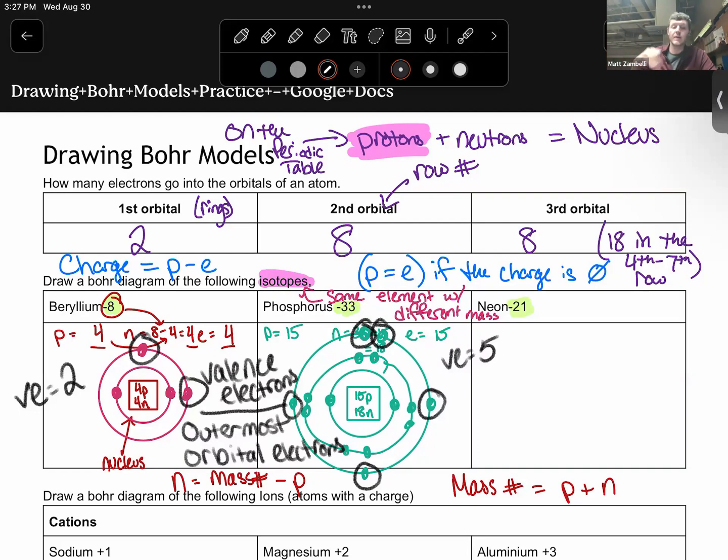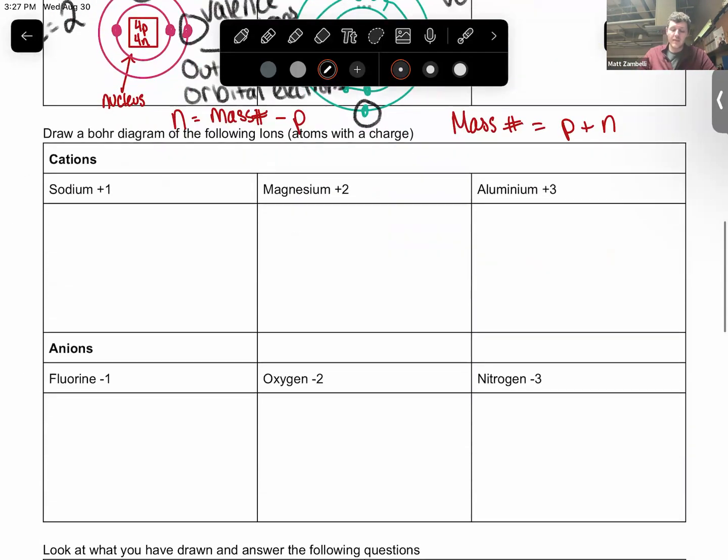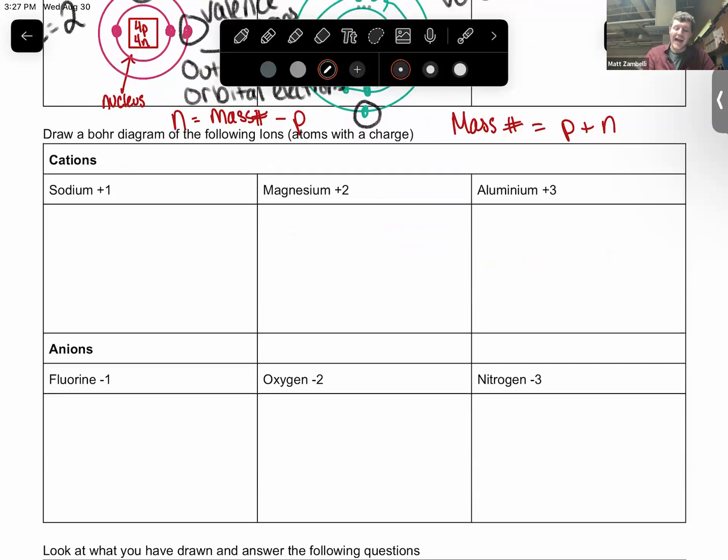So those electrons are going to be our most important electrons. Those are the ones we always got to think about. All right. And when we think about those in terms of our ions. So ions are actually going to be our charge of our element. So this is our charge, atoms with a charge.